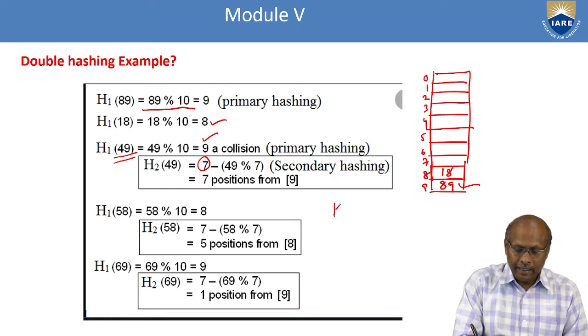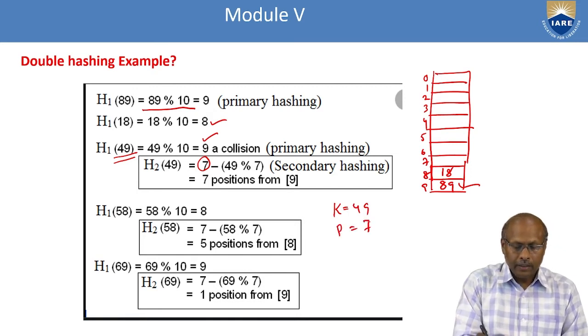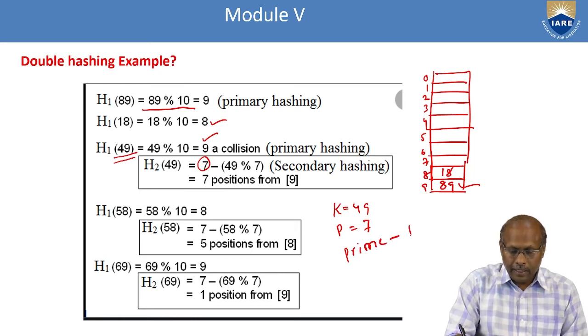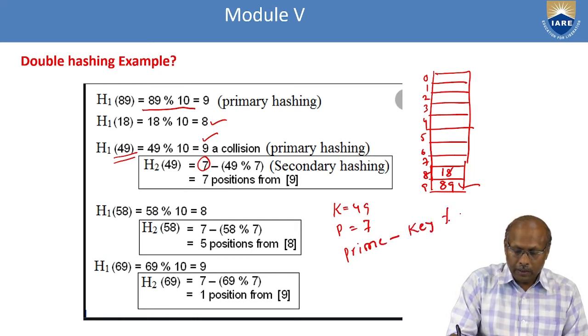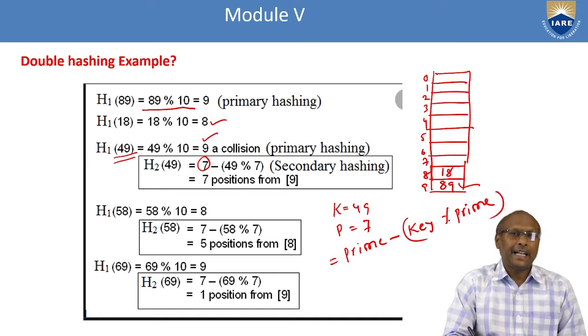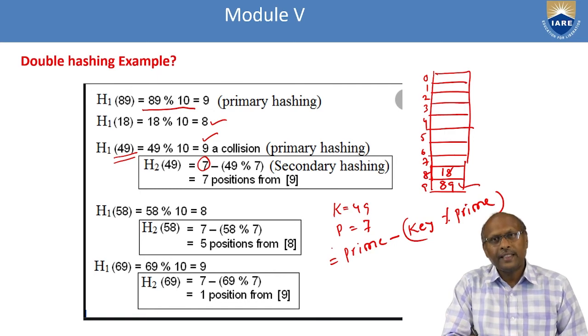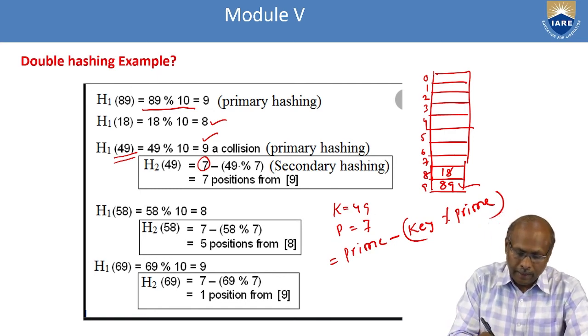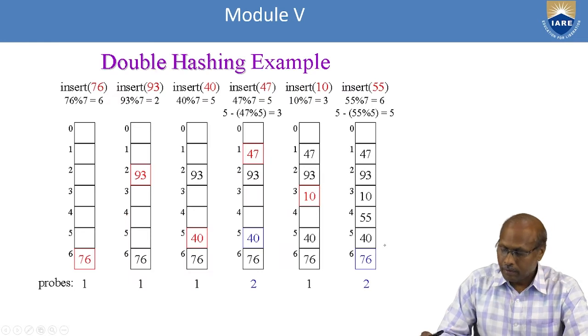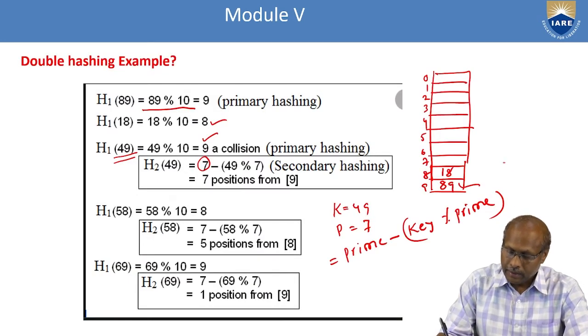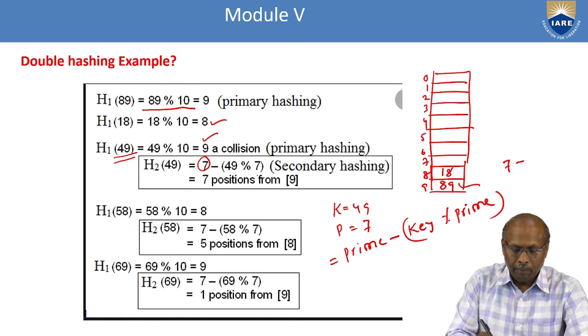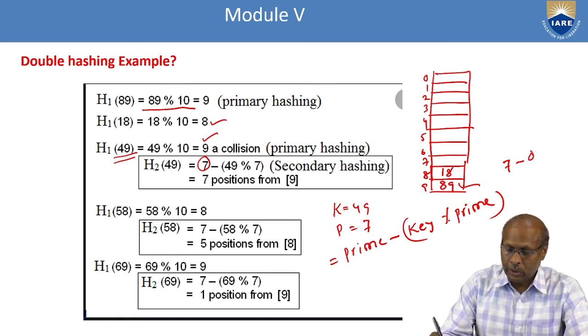That means the key is 49 and the prime is 7. So prime minus key modulus prime will give me the second hash index where I can store the data where no collision occurs. So here my prime is 7. 7 minus key modulus prime. My 49 modulus 7 is how much? 0. So 7 minus 0, that is 7.